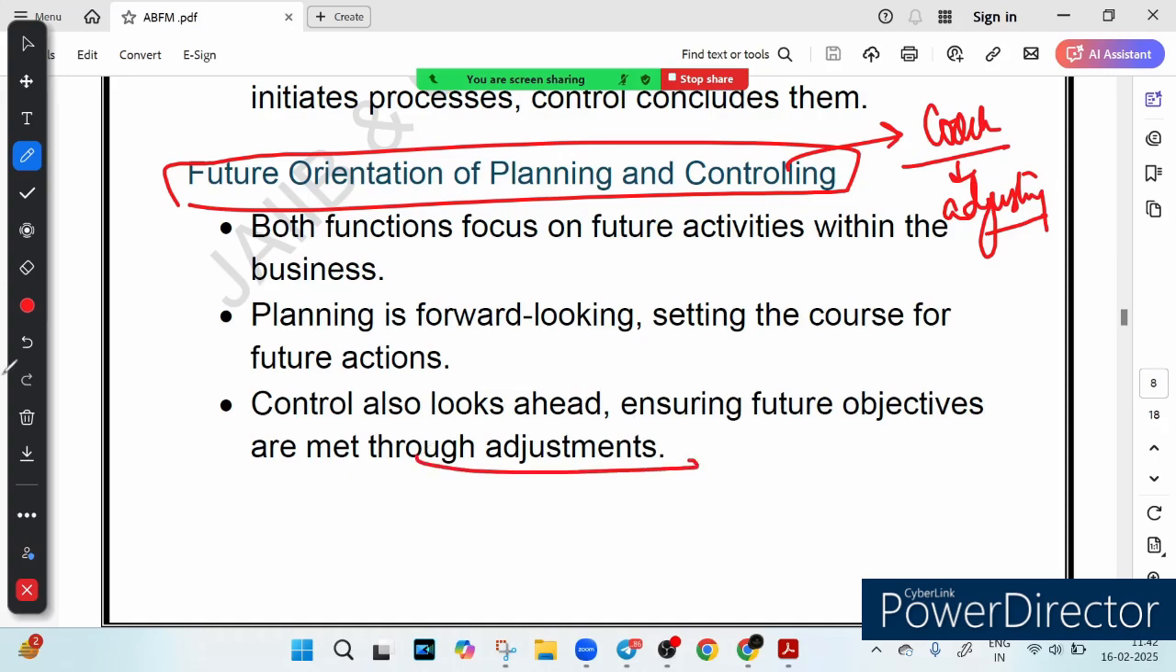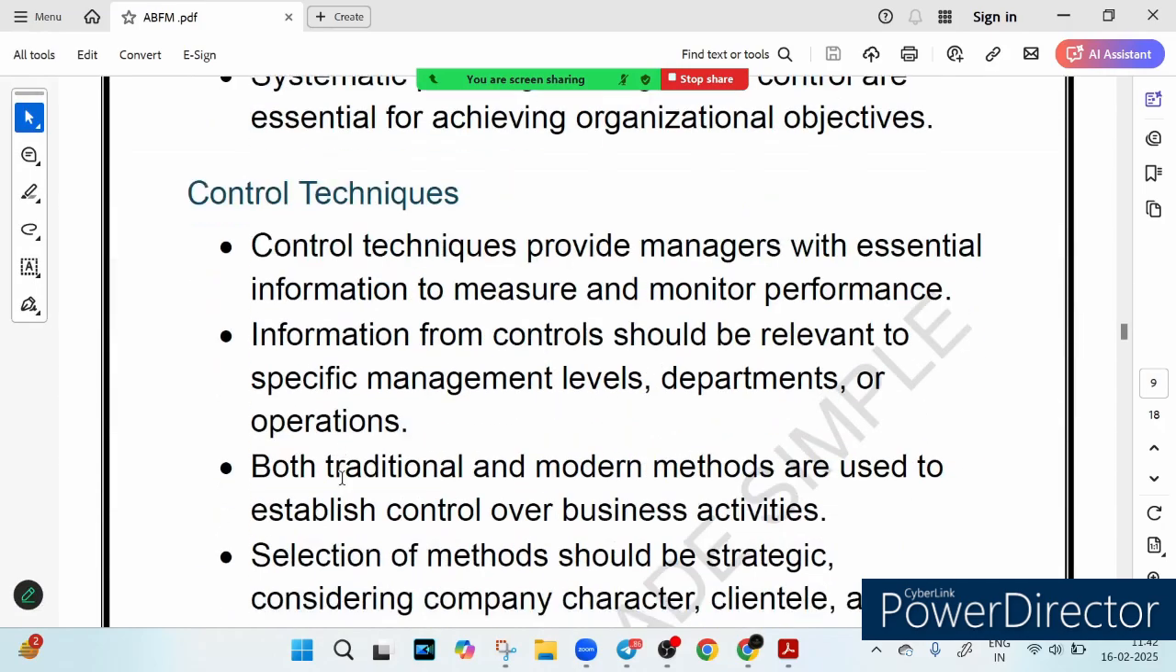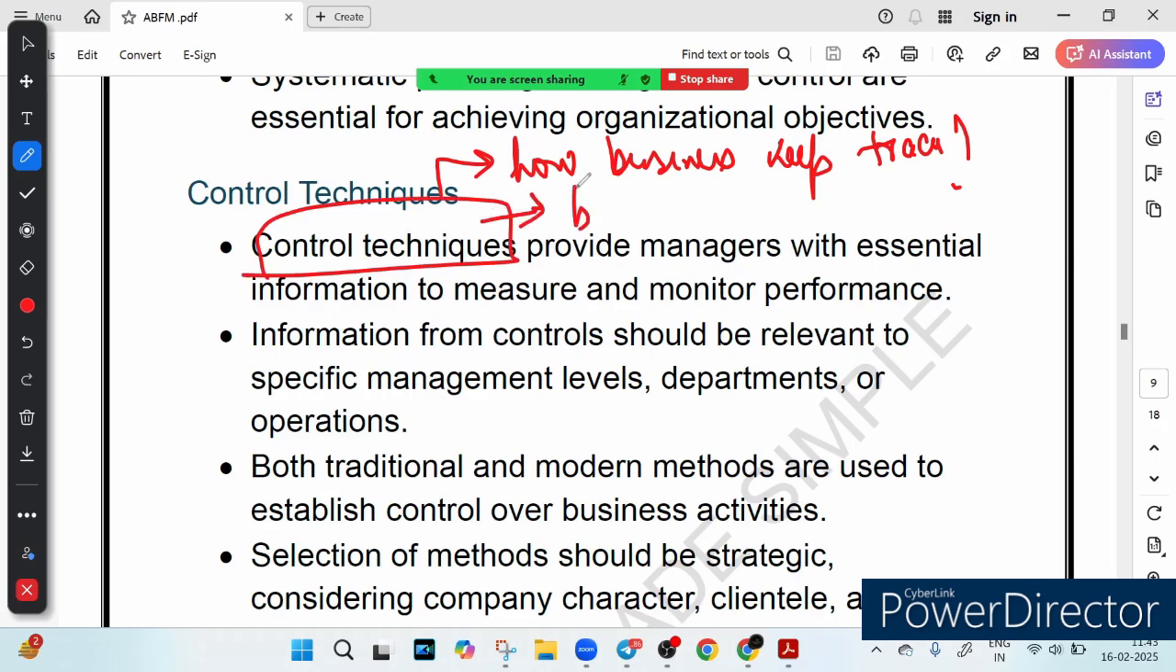Now, what are the control techniques which are available to us? Let's discuss now. Here we are, control techniques. When I talk about control techniques, I mean how a business keeps track. A manager needs the right tool to monitor progress. Think of control techniques as a business thermometer. So when I talk about control techniques, you can think of a business thermometer.